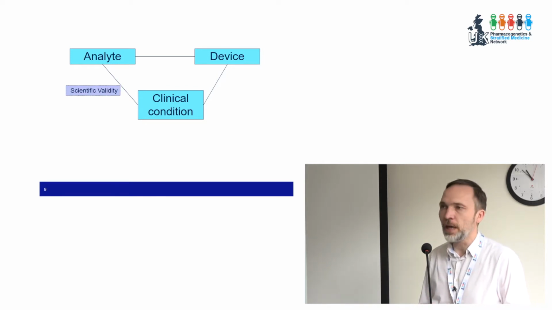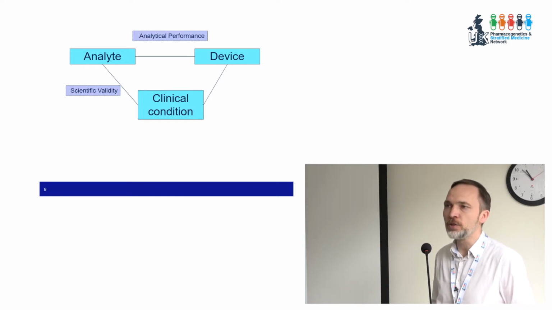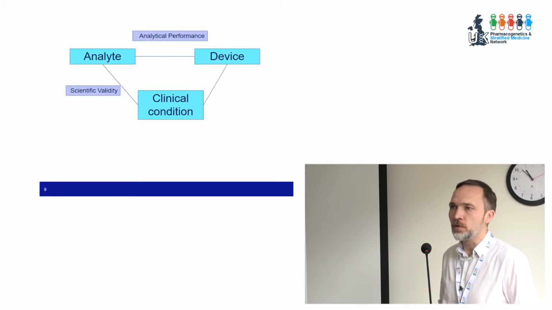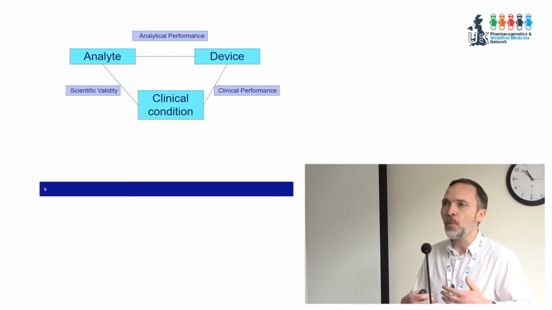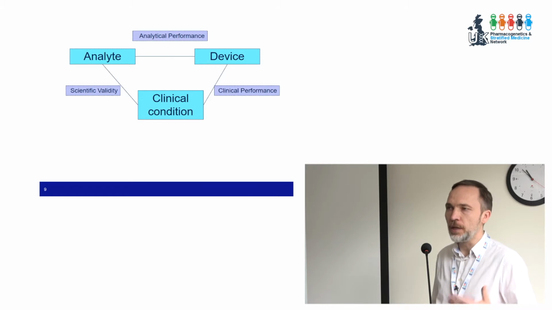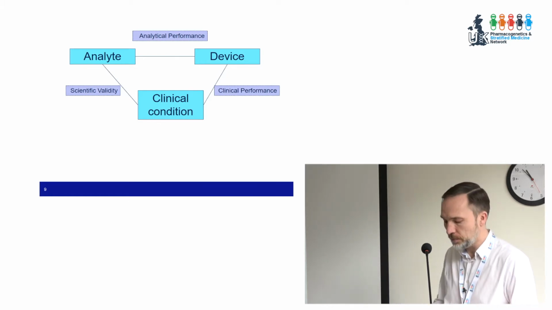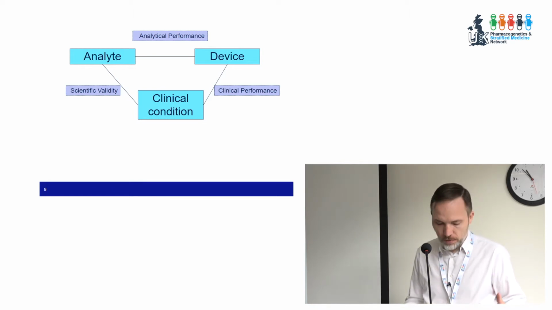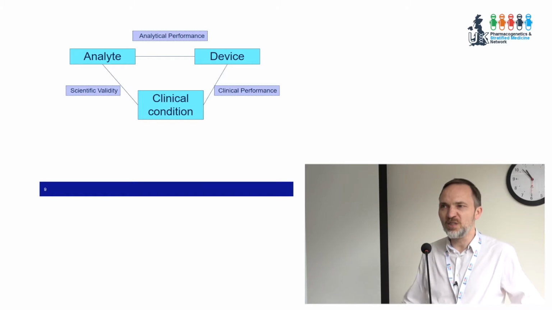The link between the analyte and the clinical condition is what we call scientific validity. The link between the analyte and the device, how well the device measures or detects the analyte, is called analytical performance. And the correlation between or how well the device can give you information about the clinical condition is called clinical performance. You need all three of those for an IVD to be placed on the market in the new regulations.